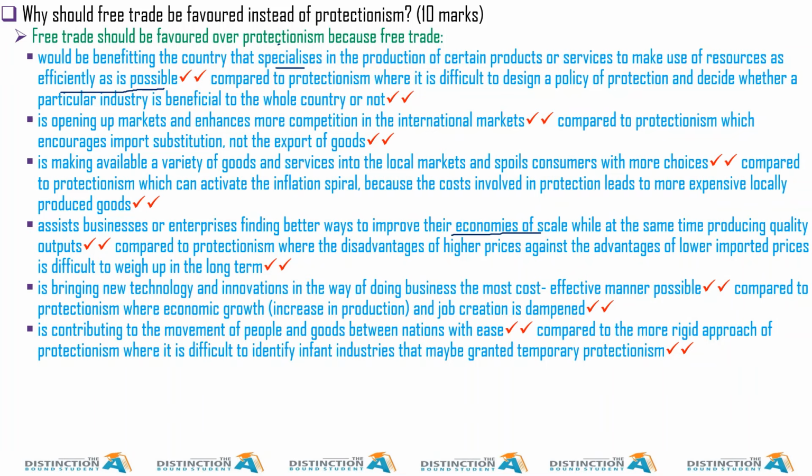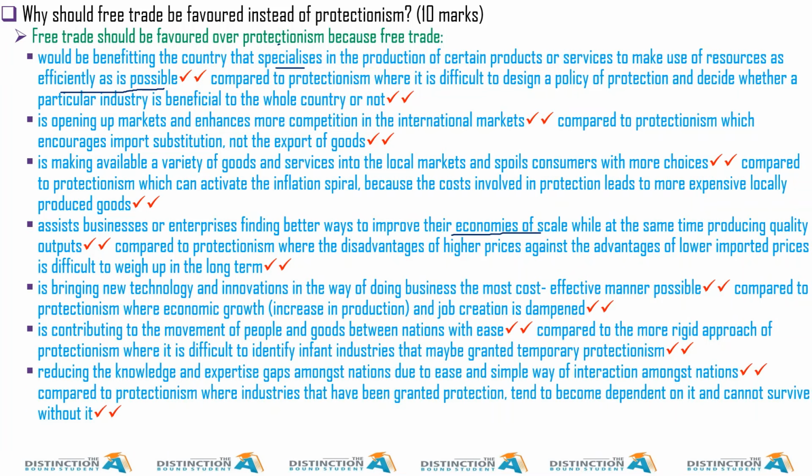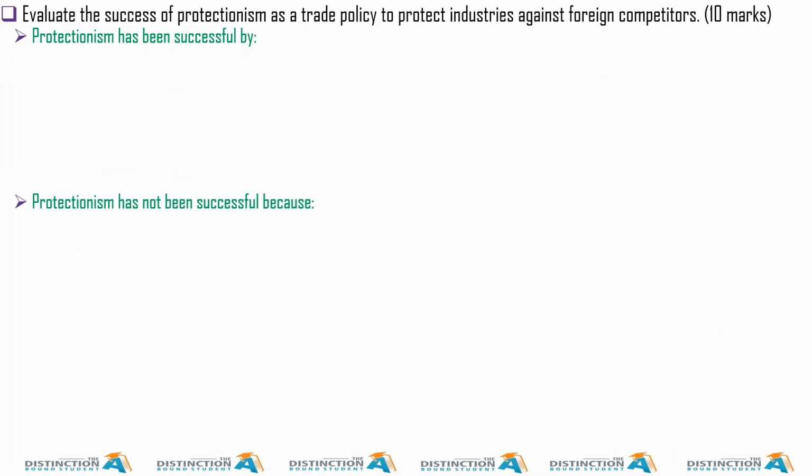Right, and so you can see what's going on here. You are giving two sides. You give the advantage of free trade, and then the opposite of that, which is the downside in this case. It contributes to the movement of people and goods between nations with ease, compared to the more rigid approach of protectionism, where it is difficult to identify infant industries that may be granted temporary protection. All right, then the last one: reducing the knowledge and expertise gaps amongst nations due to ease and simple ways of interaction between nations, compared to protectionism, where industries that have been granted protection tend to become dependent on it and cannot survive without it.